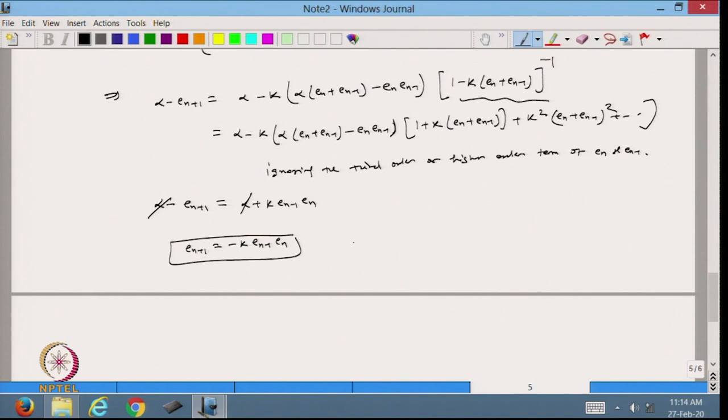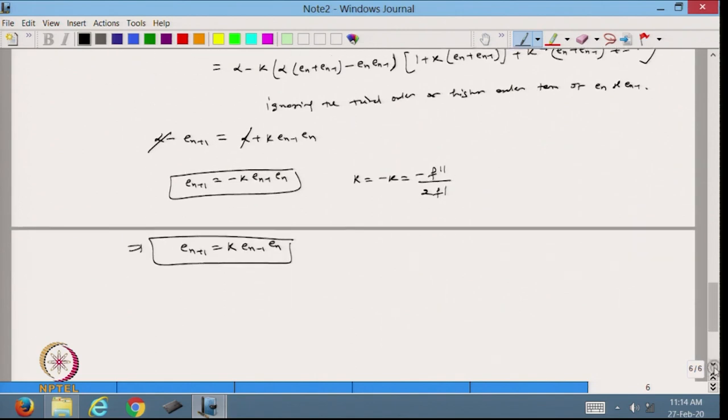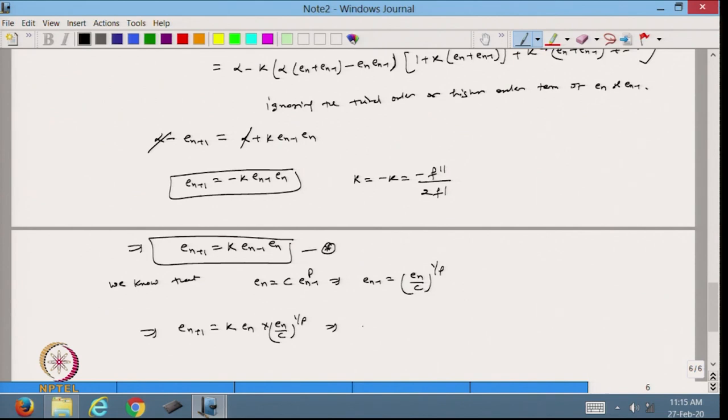Now I can choose my k is equal to minus of k, that is minus of f double dash is equal to 2k f dash. Based on this one, I just get rid of this negative sign. So I will get E_{n-1} E_n. Now we know that E_n is equal to C E_{n-1}^P, where P is the order of convergence, so we can write the value of E_{n-1} is equal to E_n by C power 1 by P. So from here I can write E_{n+1} is equal to K E_n into E_n by C power 1 by P.